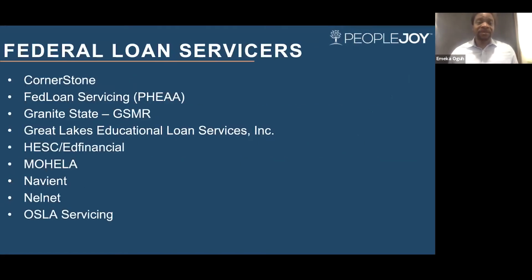So these are some examples of federal loan servicers. If you have a federal loan, these names will be familiar to you. Fed Loan Servicing, Cornerstone, Navient, Nelnet. If those names sound familiar, those are federal loan servicers.